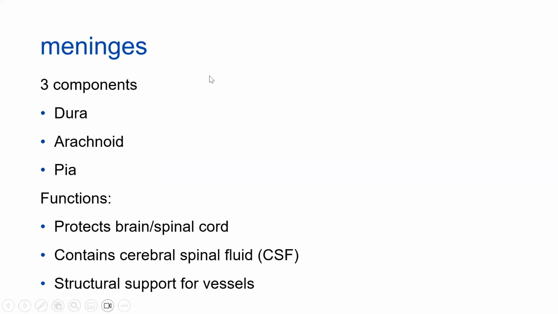Now to talk about the meninges. It's made up of 3 components: dura mater, arachnoid mater, and pia mater. And essentially, it functions to protect the brain and spinal cord. It contains cerebrospinal fluid, which helps to cushion the brain, and it provides structural support for vessels.